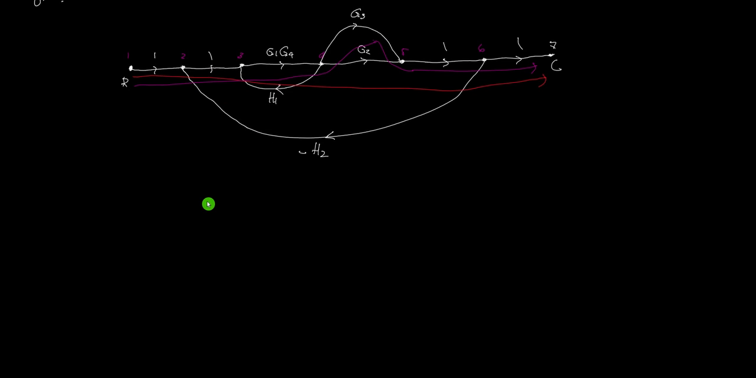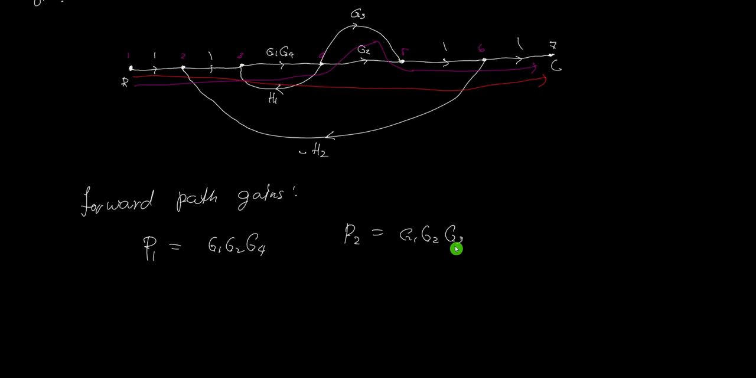So what are the gains of those forward paths? For the first one, you can call it P1, the red one. P1 will be just equal to 1 times G1 times G4 times G2 times 1 times 1. So that's just equal to G1, G2 times G4. And the other forward path, the purple one, is 1 times G1 times G4. Then you go here, multiply it with G3, then 1 and 1. So G1 times G2 times G3. Those are our two forward path gains.